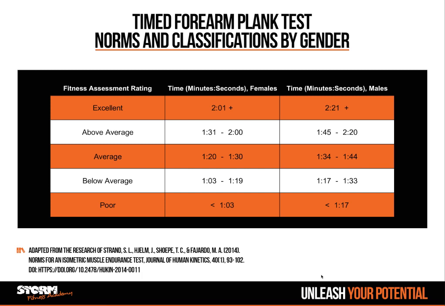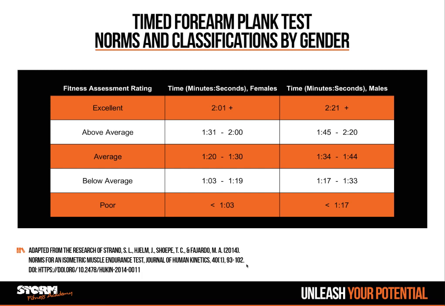How can we do it? Well, at Storm Fitness Academy we like to use the timed forearm plank test. It's very easy to administer, and there's also data out there. So we've referenced at the bottom of this diagram the journal article that we got this data from, and it's basically utilizing data that was collected from assessing a very large sample of individuals carrying out the plank test. And then a normative data table was produced that will categorize men and women based on where their result was within the sample tested.